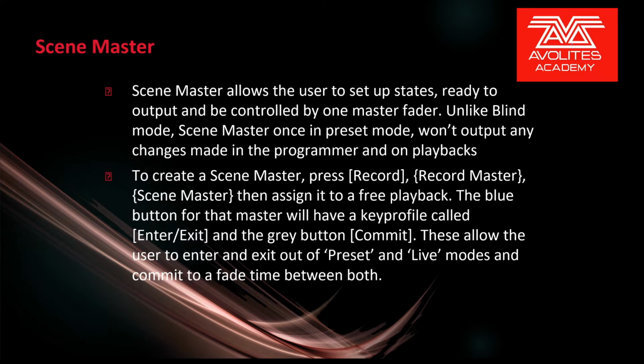To create a Scene Master, press record, record master, scene master, and assign it to a free playback. We'll do this here in a moment. The button for the master will have the key profile called enter exit on the blue button, and the gray button will be commit. This allows the user to enter and exit out of the preset and live modes and commit fade times between both.